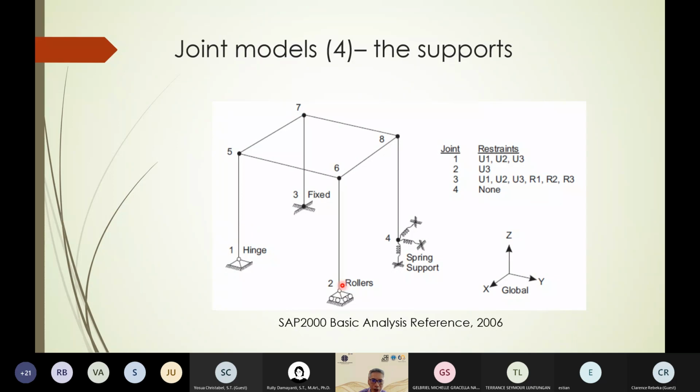How about rollers? For rollers, we just prevent the displacement in the Z direction. If we fix all the components of the displacement, we prevent it from moving. Another alternative is spring spots, but the difficulty is to determine the spring constants. It's free to move, but with some rigidity.